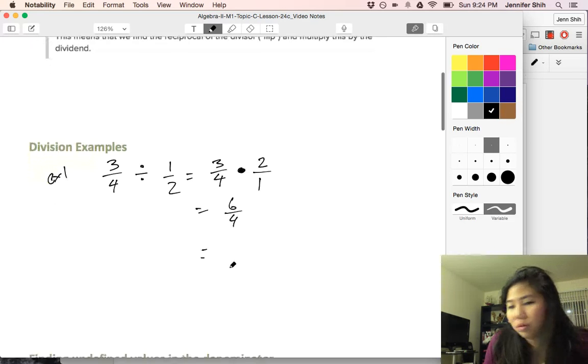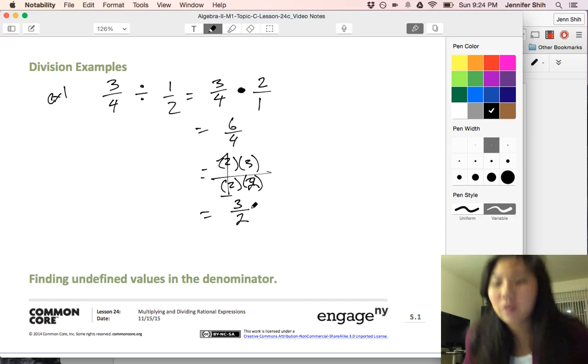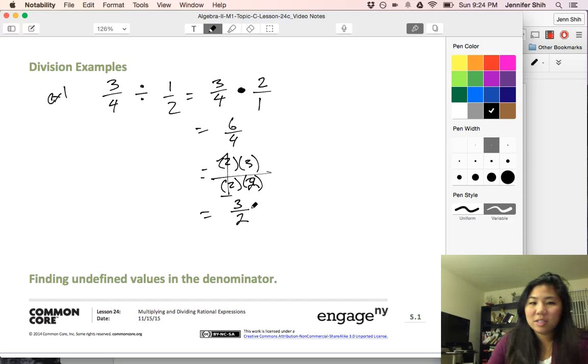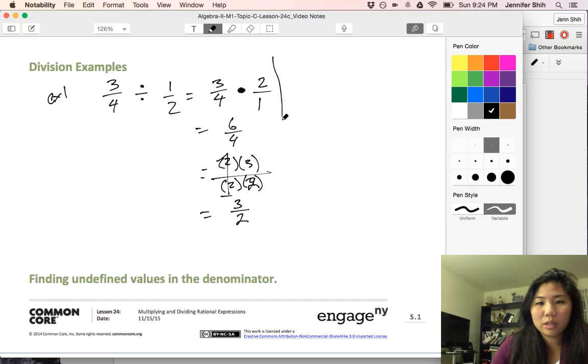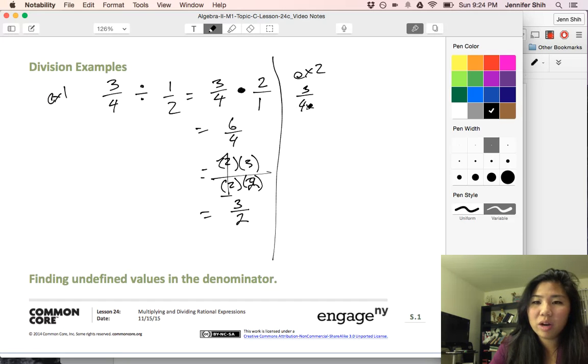If you are trying to simplify this, one way is to imagine factoring out a 2, and you have a 3 left over, and factoring out a 2 from the 4, and you have a 2 left over. So you end up back with 3/2. Okay, so this is one way to do this. Now let's do an example with a rational expression instead of just rational numbers. Let's do this example 2: 3/4x divided by 1/2x.